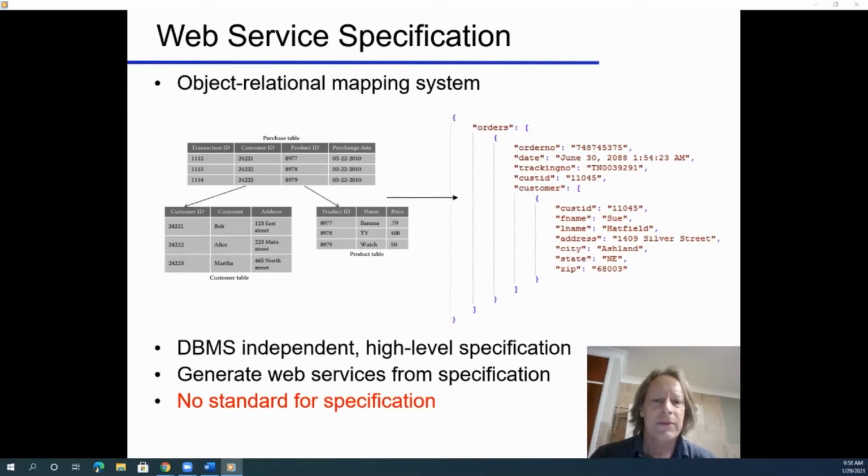Now, the specification provides a very important mapping, and this mapping is between tables within the database, these are relations within the database, and objects provided by the web service. The web service maps this relational data, this tabular data, into a hierarchical model. This hierarchical model represents an object, and this is called an object relational mapping system. Now, unfortunately, from a standards perspective, there's no standard for this specification. Instead, the specification depends on the kind of tool that we're going to use.